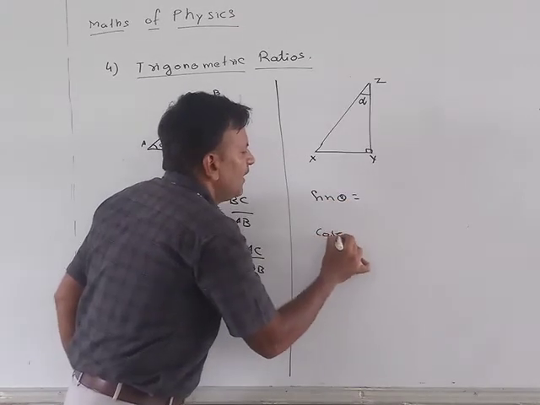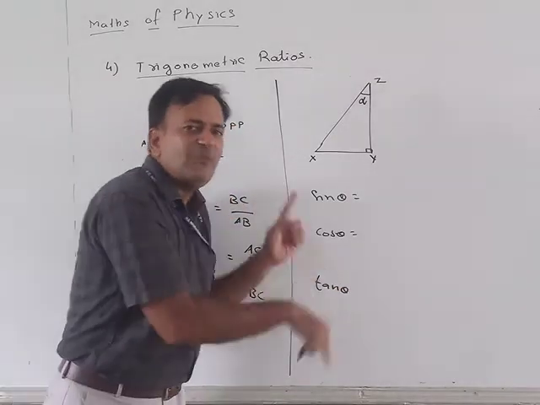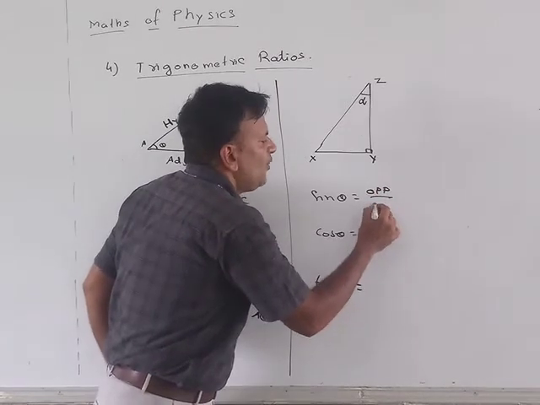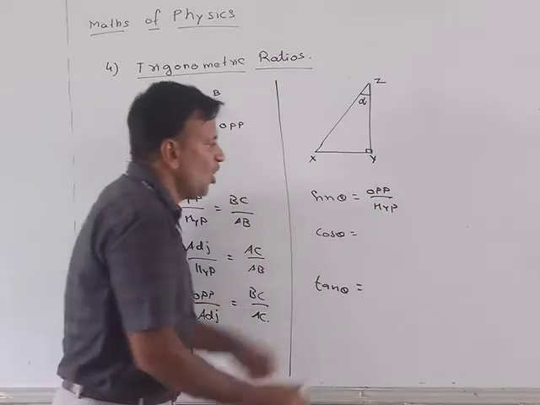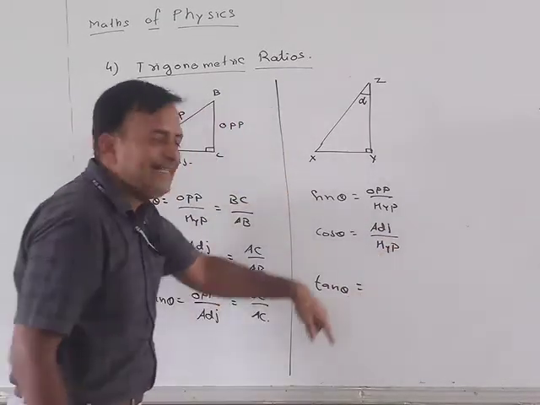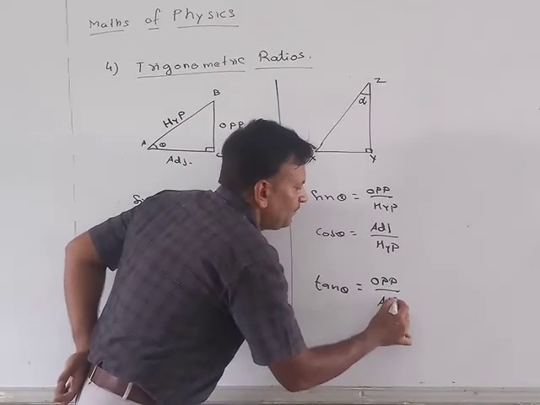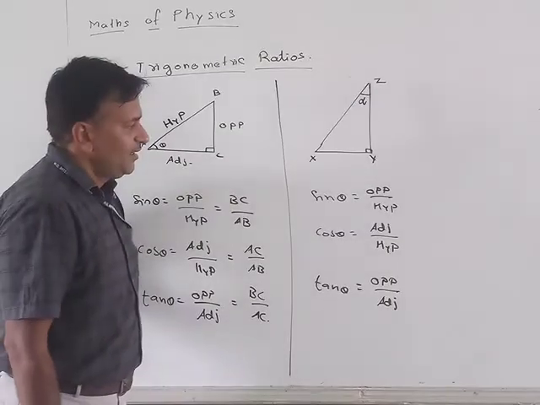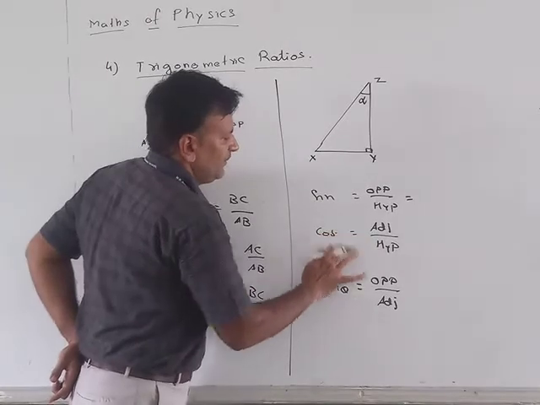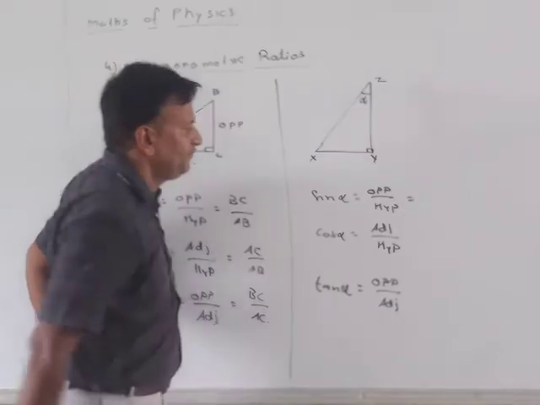sin theta, cos theta, tan theta. The formulas of these functions will not change. Sin theta is still opposite side upon hypotenuse. Cos theta is still adjacent side over hypotenuse, and tan theta is still opposite side over adjacent side. It's not theta, it's alpha, no? So sin alpha, cos alpha, tan alpha.